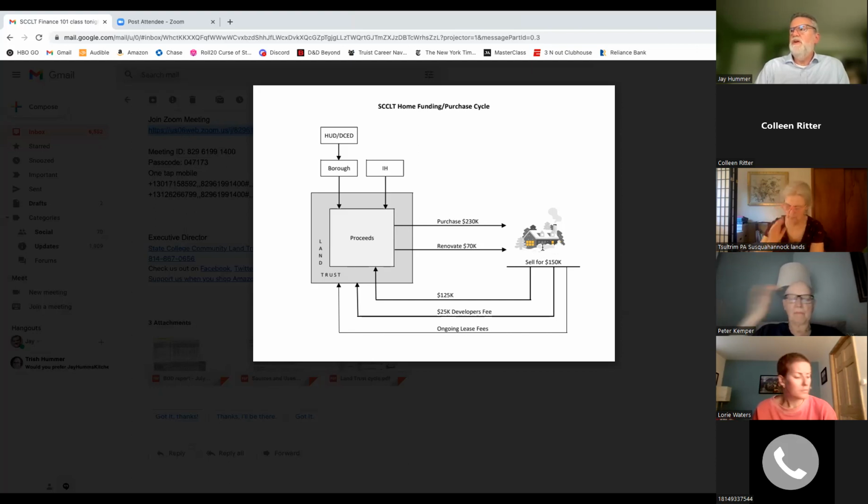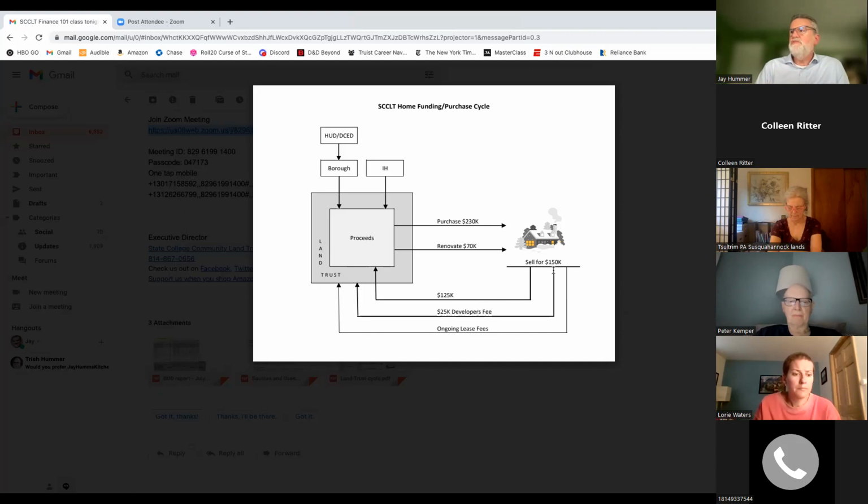And then when we sell it, we're obviously just selling the house and not the land. So we're selling it for, say, $150,000. Now, most of that money goes back into the proceeds bucket to be used again. In this instance, like $125,000 of that is going back into proceeds. That can't buy a whole house, but put a couple together, that can buy something. So that goes back into the proceeds bucket.